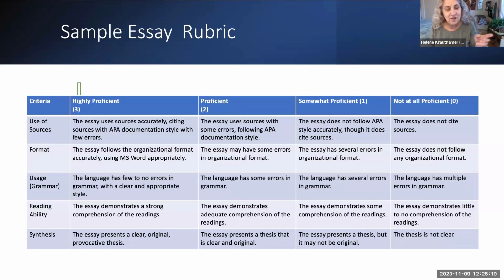And so if we follow that line across, we see what we mean by highly proficient ranges down to not at all proficient. Back to the question of what words you are going to use to tell a student they're doing the right thing or not the right thing. And you'll notice that there are values in there: 3 for highly proficient, 2 for proficient, 1 for somewhat proficient, and 0 for not at all proficient.